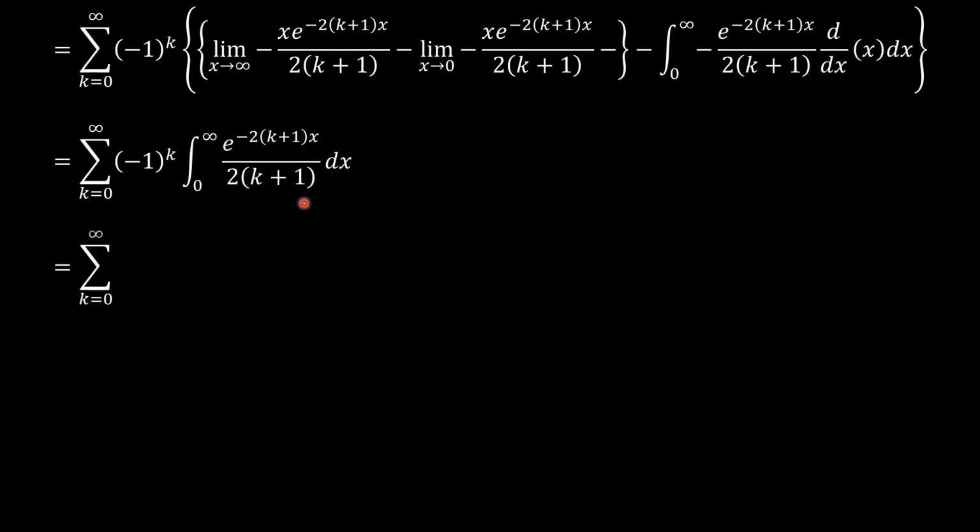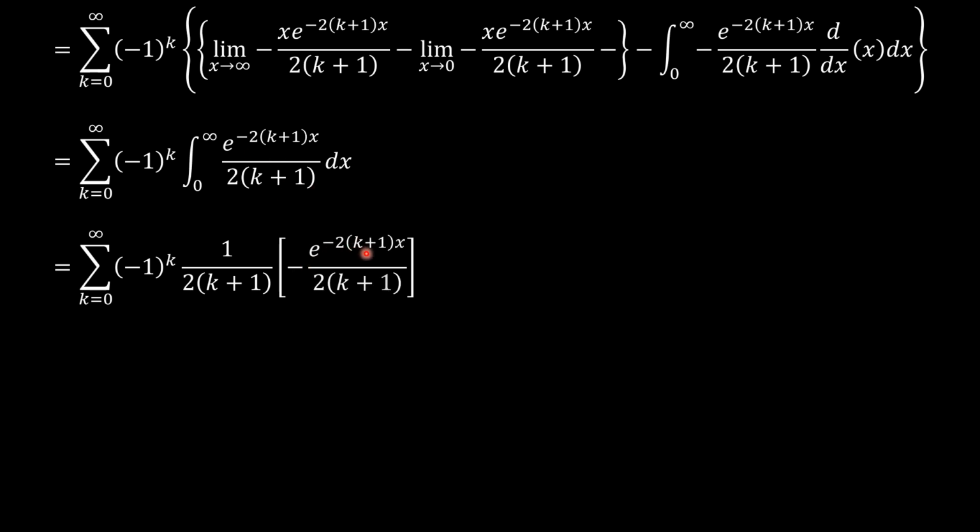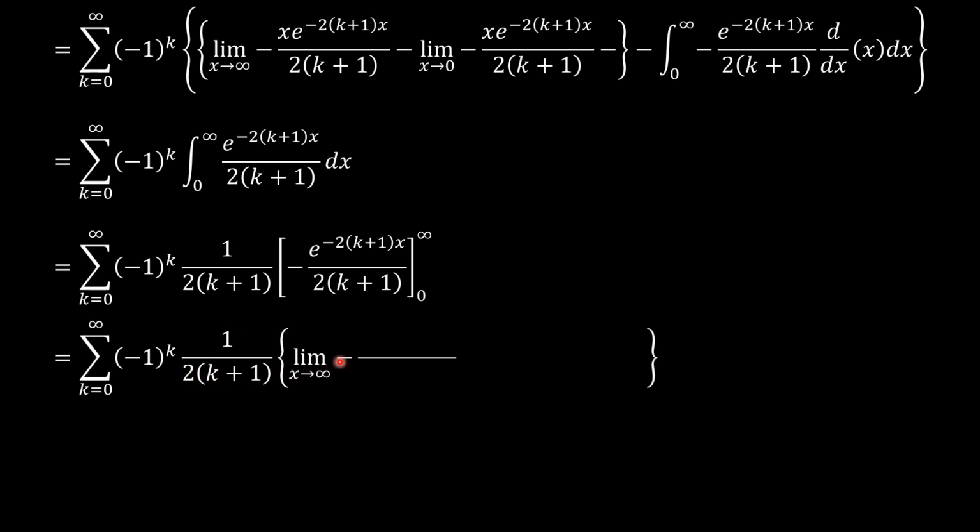We can pull out the 2k plus 1 here, 1 over 2k plus 1 times 1, and then when we integrate we get negative e to the power 2 times k plus 1 times x over 2k plus 1. And so that means that eventually we have 1 over 2k plus 1 times our limit as x tends to infinity of this.